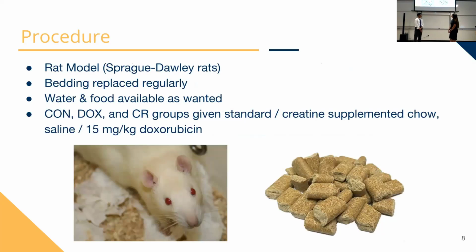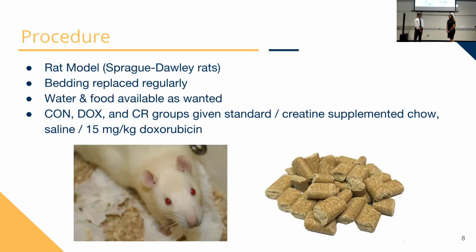For our procedure, we conducted our experiment in Dr. Hydock's lab, and the rats that we used were Sprague Dawley rats. Each rat had its own compartment, and they had water and food. They were assigned to groups: our control, doxorubicin, and doxorubicin and creatine, and each one was assigned a specific rat chow to be eaten.